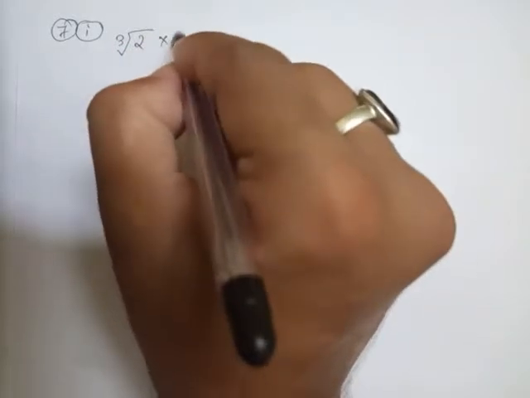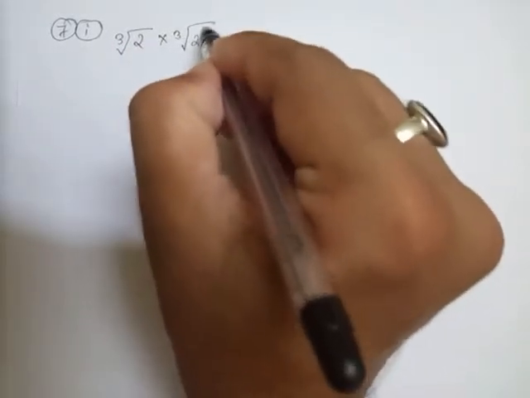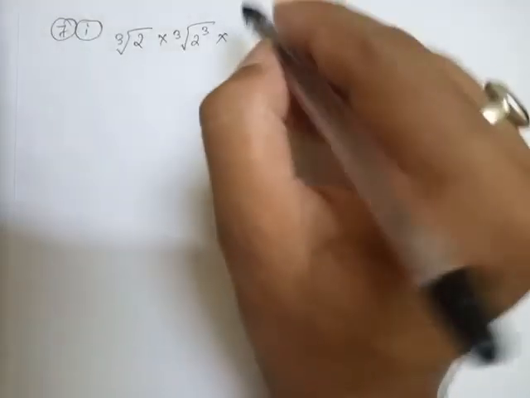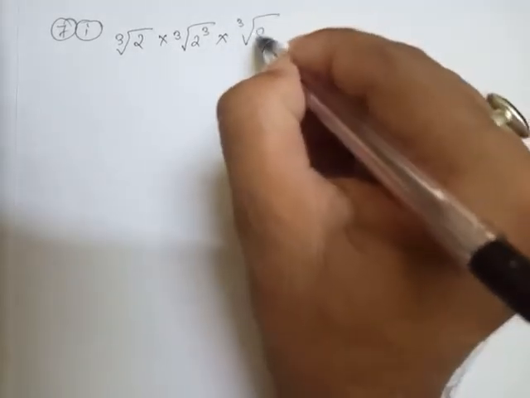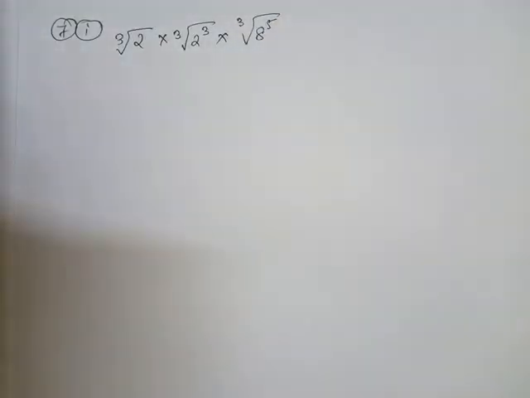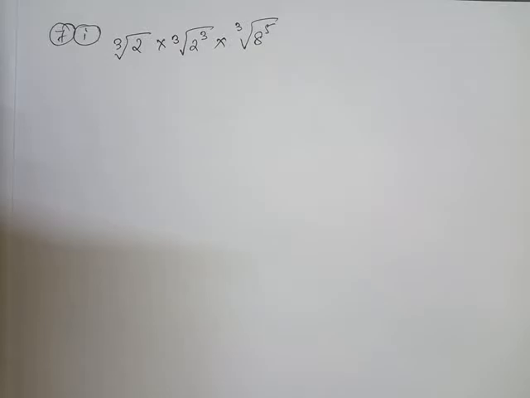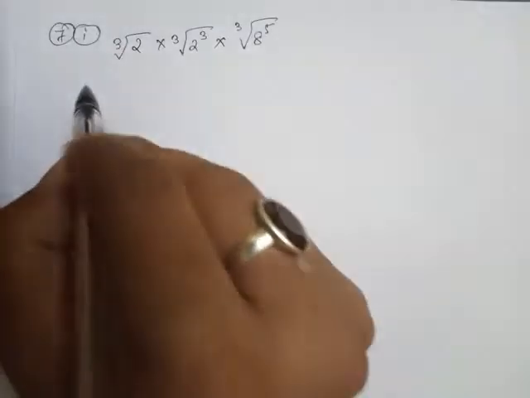Students, now I'm going to write here 7 Roman 1, the first question. The question is: cube root of 2 into cube root of 2 cube into cube root of 8 to the power 5. We have to simplify this one. Look how to solve this one.